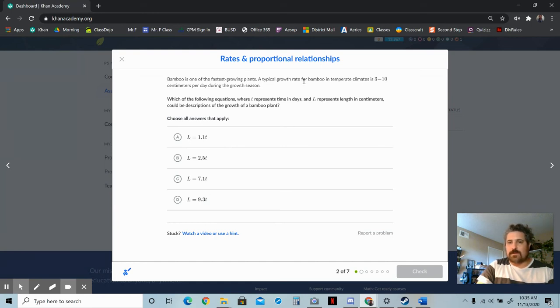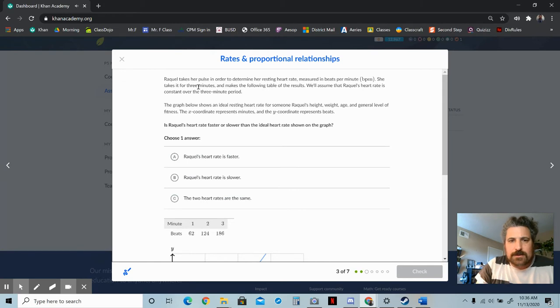And it says the typical growth rate for bamboo in temperate climates is 3 to 10 centimeters per day. Okay, I'm assuming that's 3 to 10, but it could be 3/10. I think it's 3 to 10. All right, so it says which of the following equations could be a description of the growth of a bamboo plant? Okay, yeah, so it's 3 to 10. So basically, you're looking at any growth rate that's between 3 and 10. So 1.1 is too small, 2.5 is too small, 7.1 is fine, and 9.3 is fine. So it would be C and D because they're between 3 and 10 as multipliers.